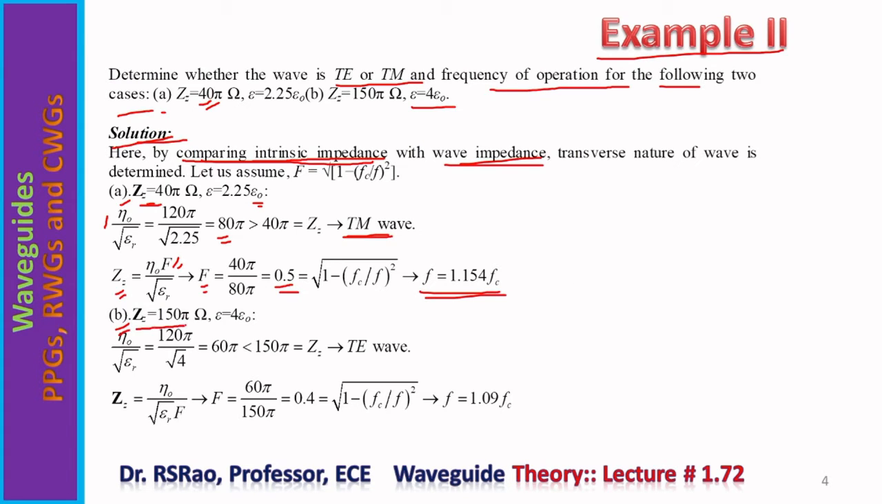B, Z_z is 150 pi ohms, epsilon is 4 epsilon naught. So intrinsic impedance in this case is 60 pi, it is less than 150 pi. It is given that wave impedance is 150 pi. Comparing these things, one can say it is a TE wave. Z_z equal to eta naught by square root of epsilon r by f. So f is 60 pi by 150 pi, it is 0.4. From this one can find out frequency equal to 1.09 fc.